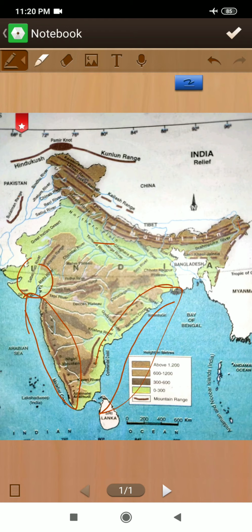It is very undulating and is known as the Malabar coast to the south of Goa. Undulating means these plains are very uneven, and this is known as the Malabar coast. See here it is Goa, and the south part of Goa is known as the Malabar coast.